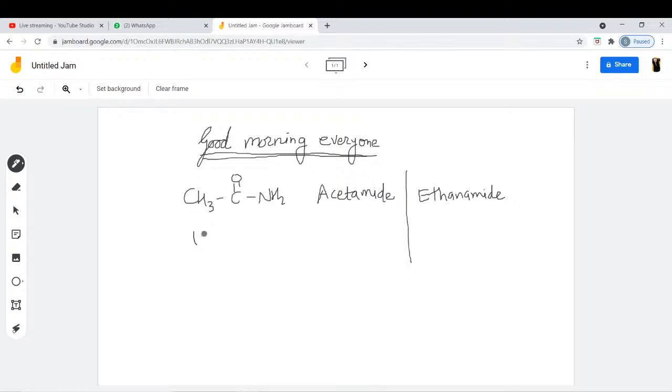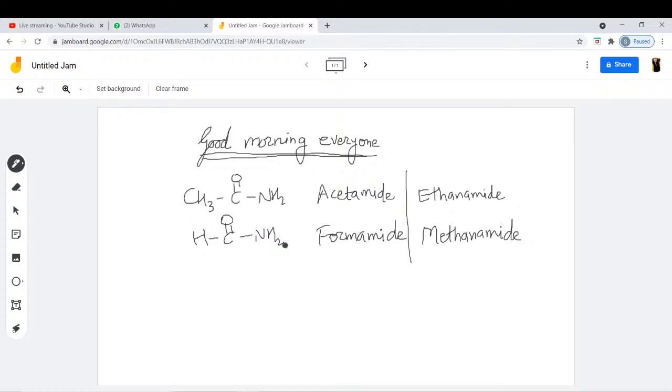Next, another. If here we have H C double bond O NH2, it is formamide. It is also called methanamide. Remember why I call it aceta: because two carbons, so aceta. One carbon, that's why it is called forma.